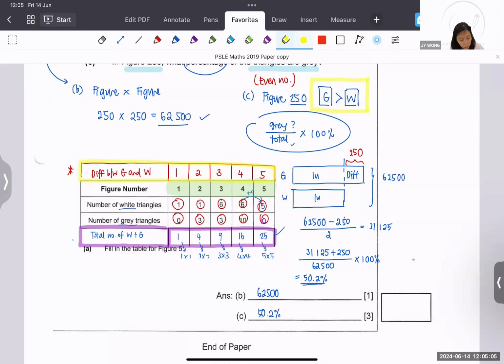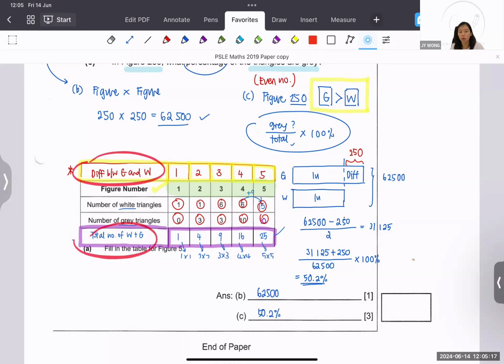The difference between gray and white, you realize that it gives you the figure number here. They don't show you these two sections because you're supposed to be the one finding out. That's why you need to read the information, especially look at the picture, and try to find a pattern. If you cannot find a pattern, then no matter how you list it out, it's not going to work out. If it's figure 10, of course you can draw it out. But if it's figure 250, it's really impossible to draw everything out and you'll spend too much time.